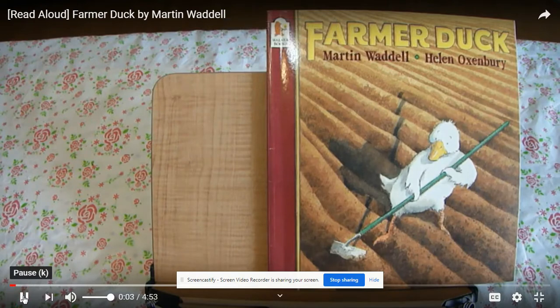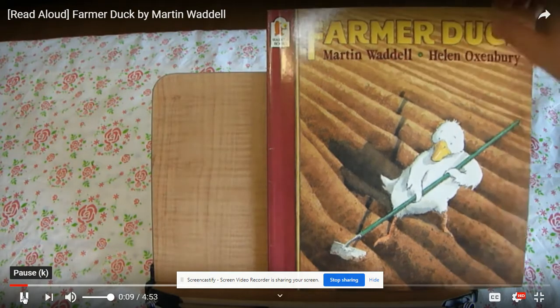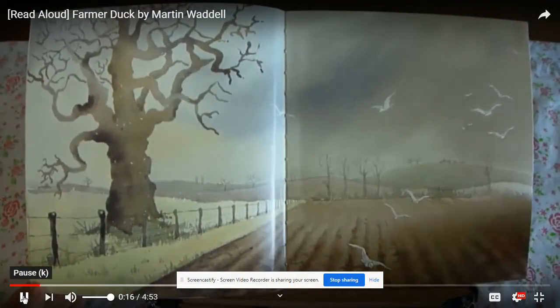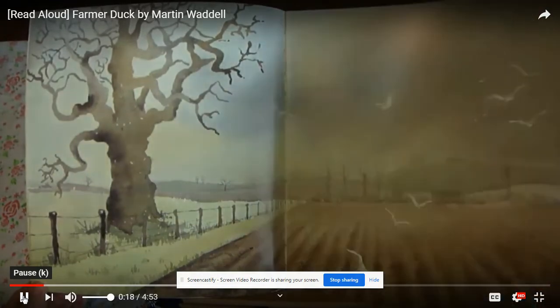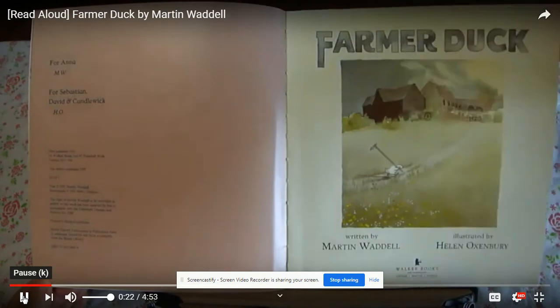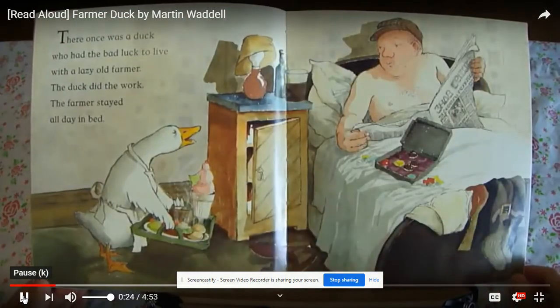Farmer Duck, written by Martin Waddell and illustrated by Helen Oxenbury.